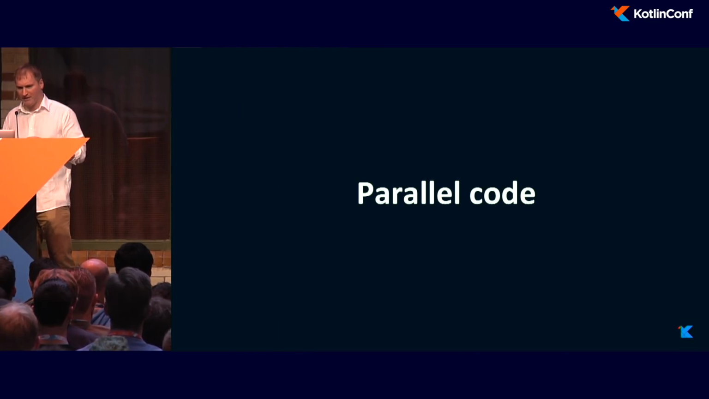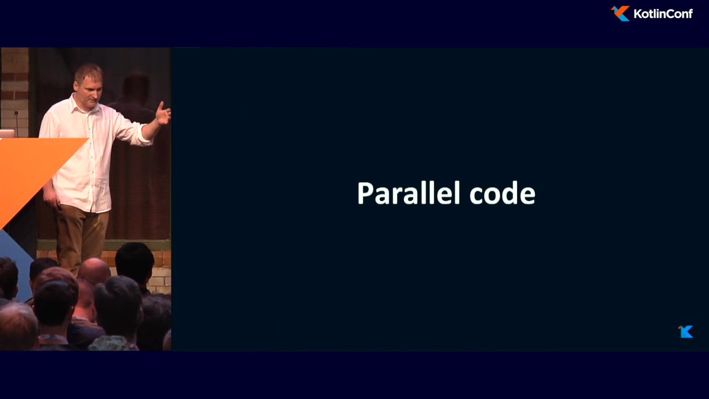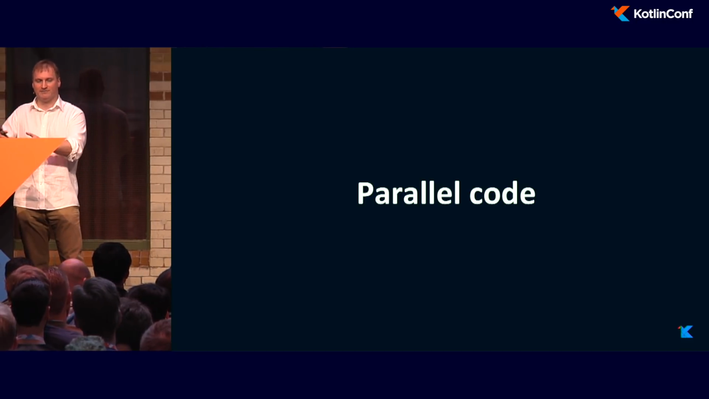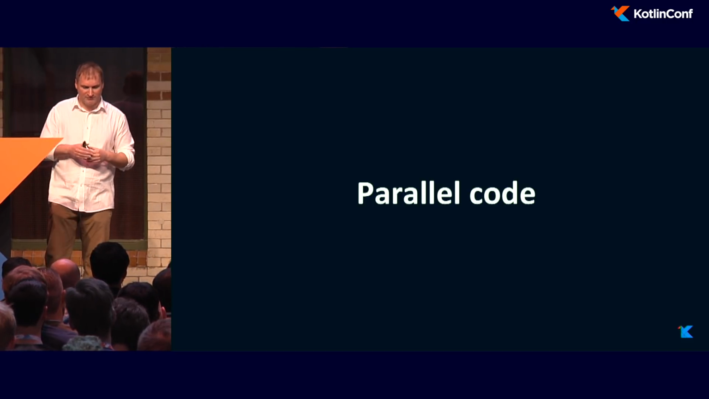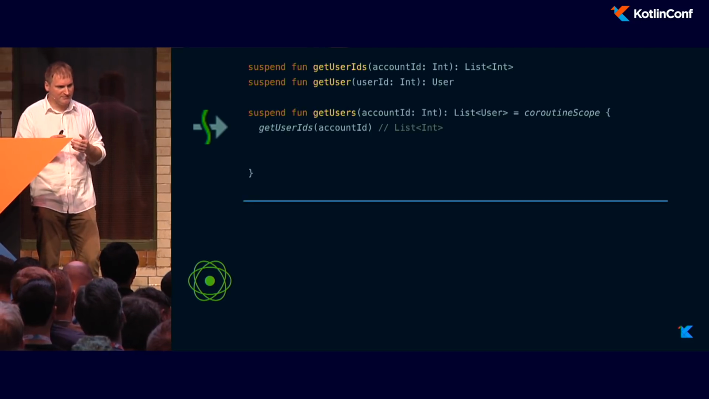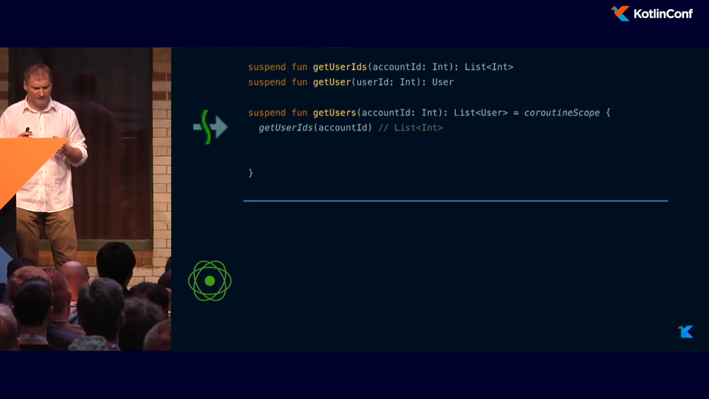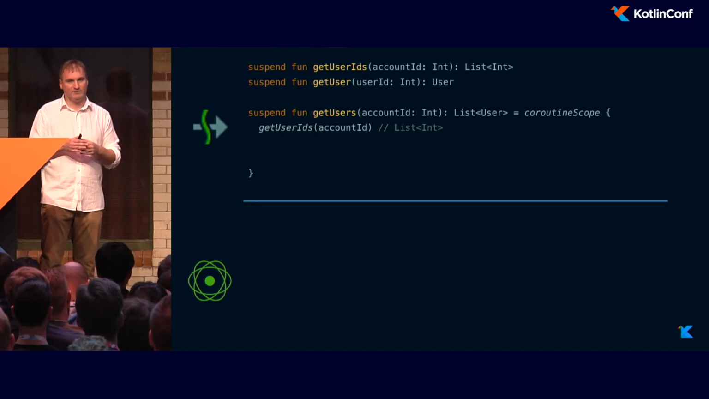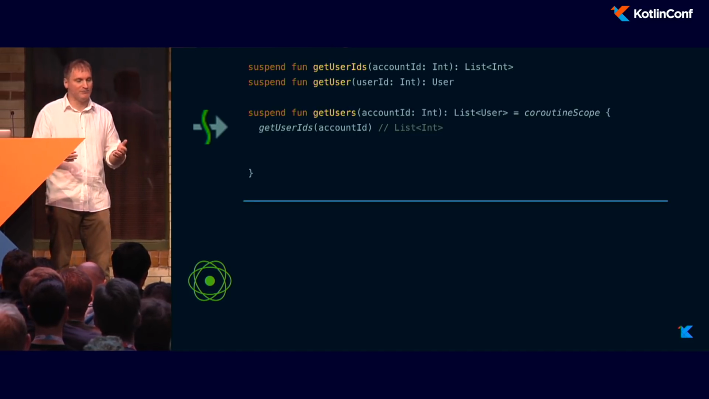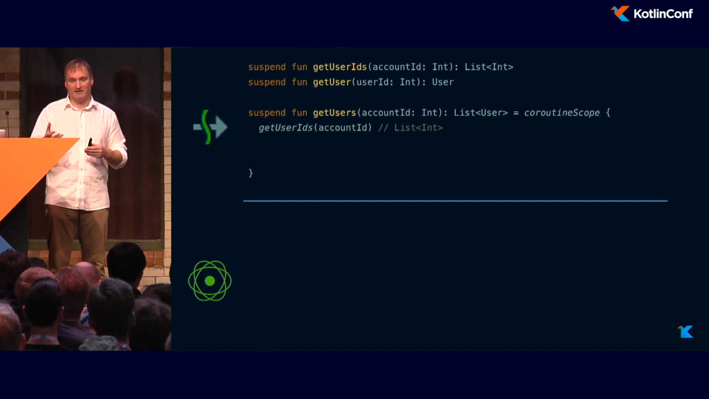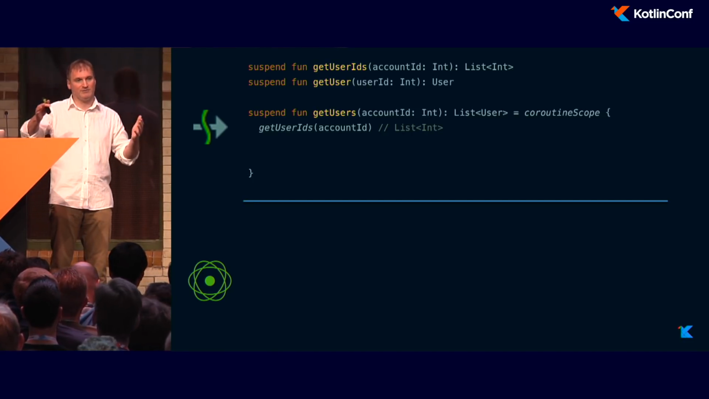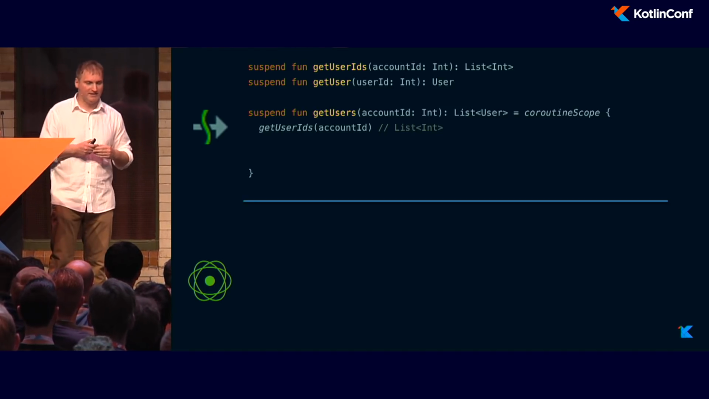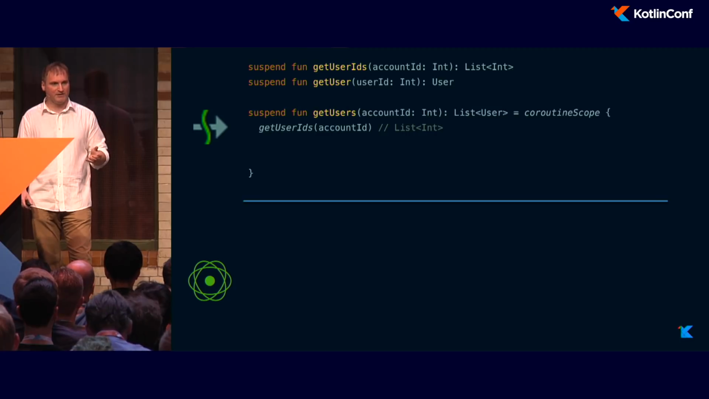So how about some parallel code? We've seen concurrent code. Parallel code is when you want to invoke the same function for different input parameters. For example, you have a function which returns user IDs for some account, and a function which returns a user for a particular ID, and you want to have a function which returns a list of users for an account, and you have only the ID of that account. So how do you do that with coroutines?